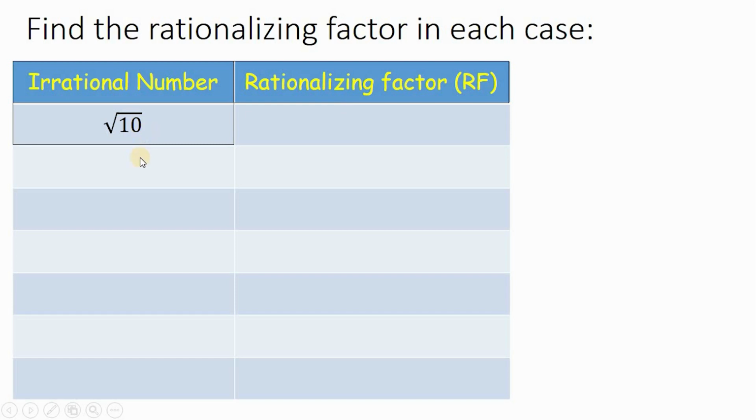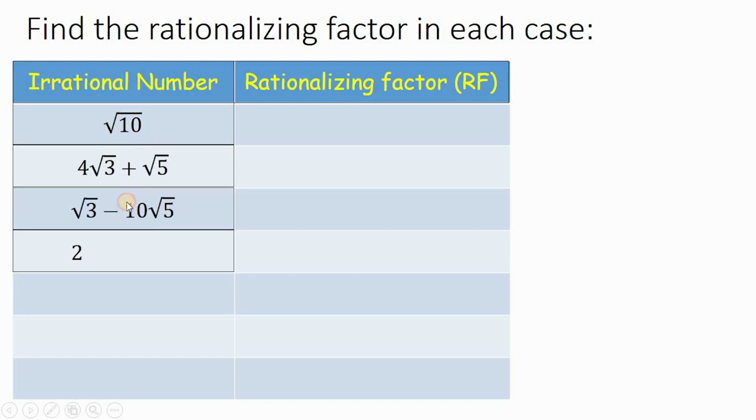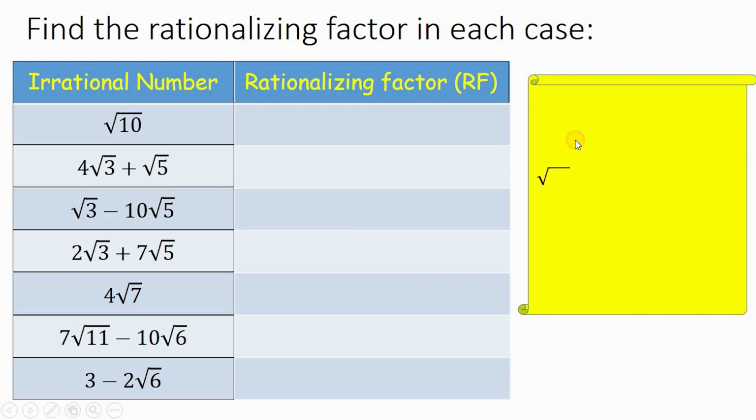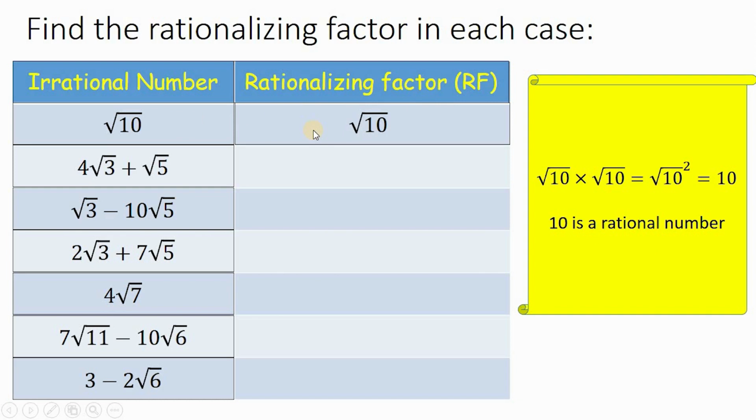Okay, first one is square root of 10. We have all the irrational numbers in the first column. Okay, now the first one, that is square root of 10. Now we have to think about a number. When you multiply it with the square root of 10, it should yield a rational number. So we'll do a rough work here. Since square root of 10 into square root of 10 is square root of 10 square, which is equal to 10. And 10 is the rational number. Therefore, rationalizing factor of square root of 10 is square root of 10.